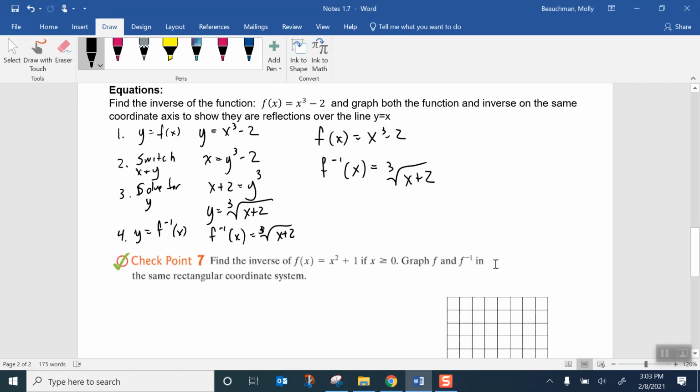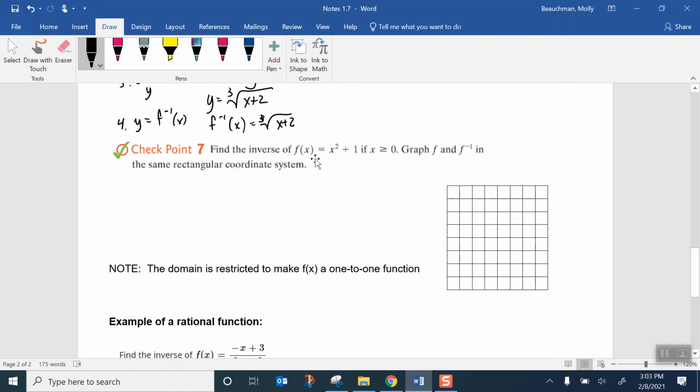All right, next example. Find the inverse of the function x squared plus 1 if x is greater than or equal to 0. And then graph them both in the same rectangular coordinate system. Well, on here, f of x equals x squared plus 1, just a reminder, that's the graph of a quadratic moved up 1. It's the graph of x squared, one of our toolkit functions, moved up 1. But notice this is not a one-to-one function. It is a function, but it fails the horizontal line test.